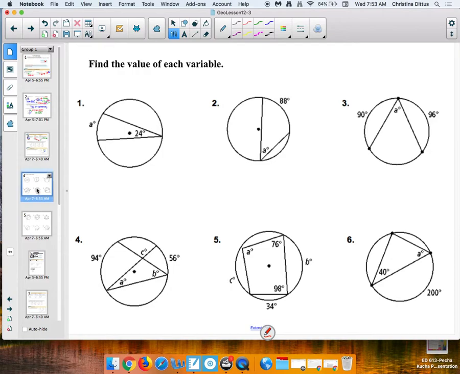If I have this angle 24 and I'm bringing it out to its intercepted arc, you've got to times by 2. 24 times 2 is 48. Boom.